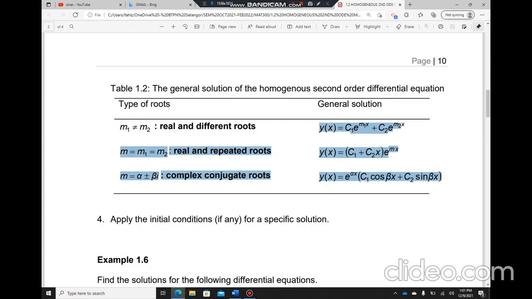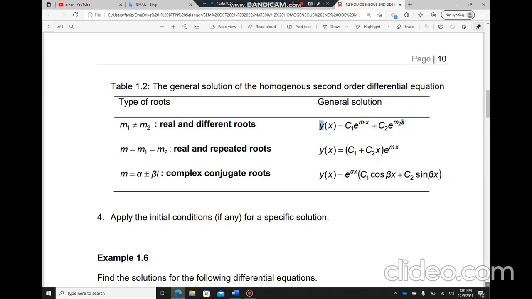Then based on roots. Maknanya kalau awak dapat nilai m awak tak sama, contohnya m1 equals to 1, m2 equals to 3, so memang general solution awak akan dapat bentuk ni. So dia lebih mudah lah, maknanya dia bukan berbeza. Dia sentiasa sama. And then last one, apply the initial conditions if any for a specific solution. Yang ni kalau diberi initial value problem, so awak boleh masukkan nilai x and y.